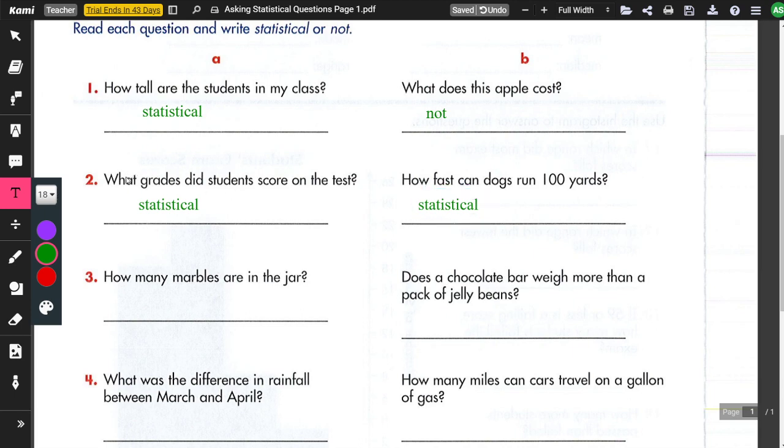Same with this one. What grade did I get on the test? Or how tall am I compared to my class? Or something like that. How tall am I? And this, how to make it statistical is, what do apples cost? Not this apple, but apples in general. So something to think about is basically, am I looking at one thing or am I looking at many things? And that's how it can kind of help you determine if it's statistical or not.